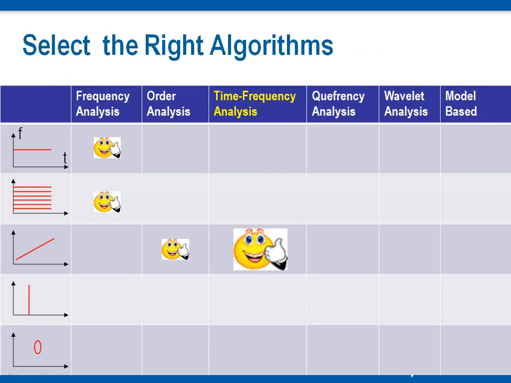This table is a rule of thumb in selecting the right algorithm based on the time frequency characteristics. Note that these are guidelines only. If the signal is a narrow band signal that lasts for a long time, use frequency analysis. If the signal contains harmonics and lasts for a long time, use Quefrency analysis. We'll come to Quefrency analysis in a short time. If the signal is time varying, use time frequency analysis.